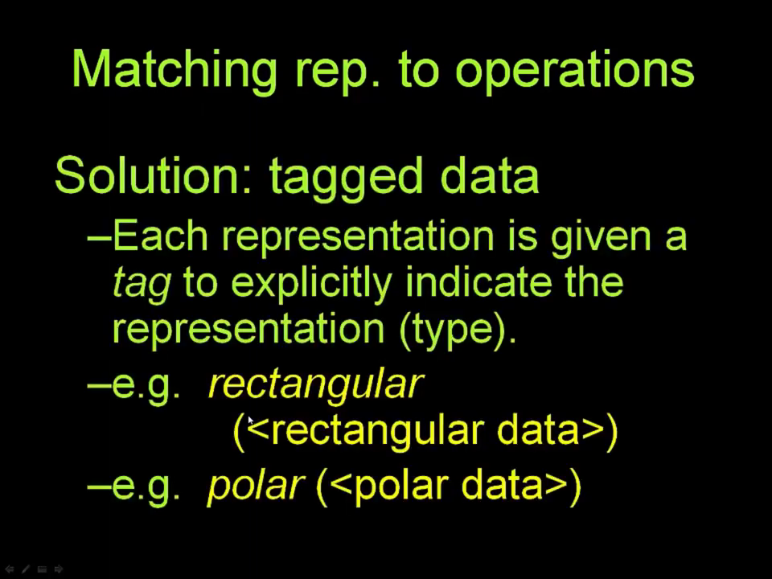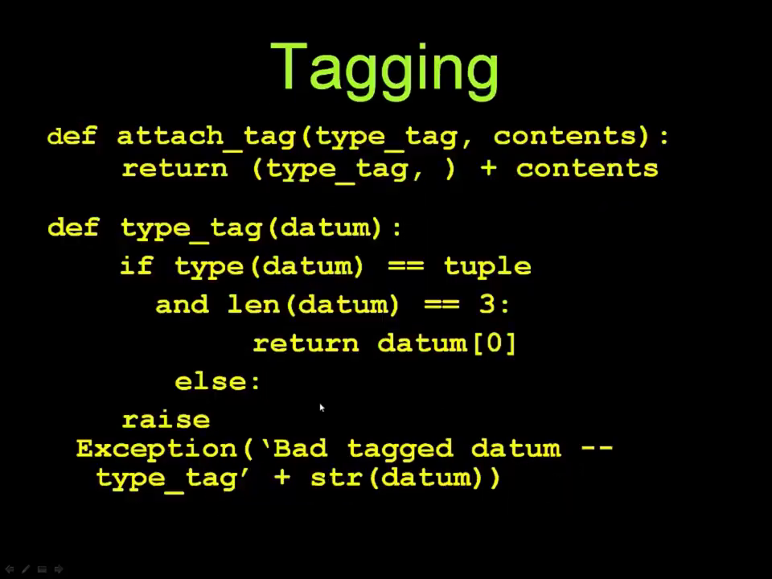So first let's take a look at how we can match the representation to the operations. First of all, it's important to make sure we know what the data type is. So for example, in the complex number example, we just thought of them as tuples, right? So both the rectangular form and the polar form are just tuples, and it's hard to tell them apart. So one simple way is to indicate the type of the data inside the representation. For example, we tag the data with some tag. This is a simple way to do it.